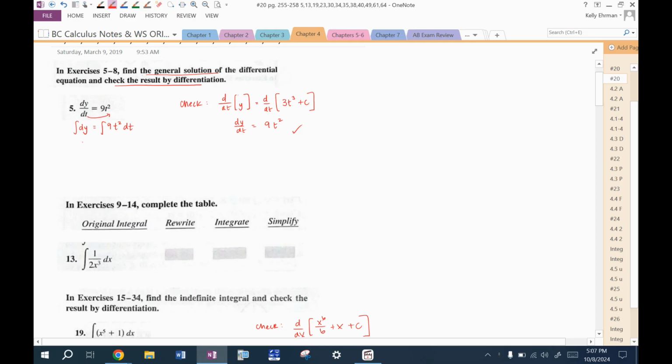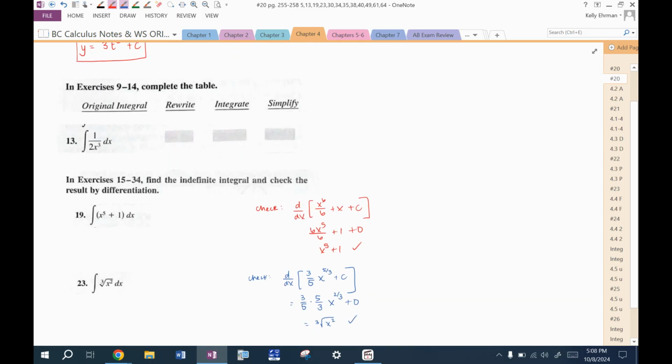When we integrate dy, we get y. And then on this side, we get 9 times t to the third divided by 3 plus c. When I simplify that, 9 over 3 is 3, t to the third plus c. So the general solution to a differential equation is a function of y with respect to t for this one, if it's dy dt originally. So that's my solution. And I can check my work by going back and taking the derivative of both sides of this equation. And then I get dy dt equals 9t to the second. And that is what the problem started out as.